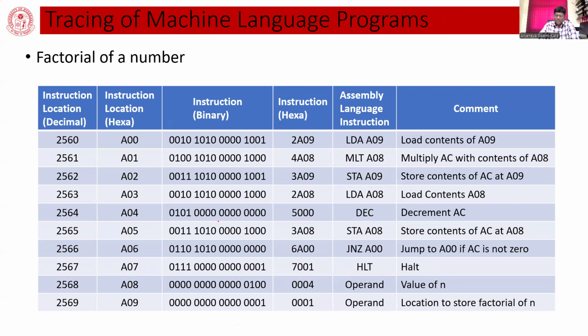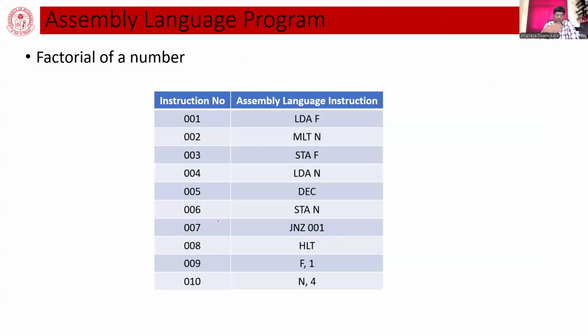Tracing. Okay, this is already done. So factorial of a number. This is an assembly language program to compute the factorial of a number. You see here it uses mnemonics. Load f. There are variables also: f is for factorial, n is for the number. Then load f, multiply n, store f, load n, like this.